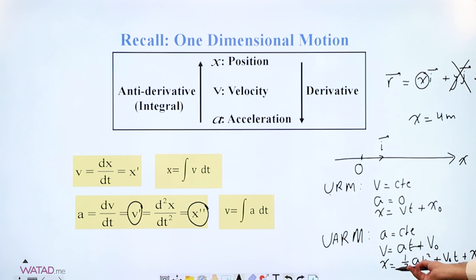Of course, we have other equations for UARM motion, derived from these two equations. For example, we can find t in terms of v and substitute in x. We can go back to the slides if we need them; they are there.